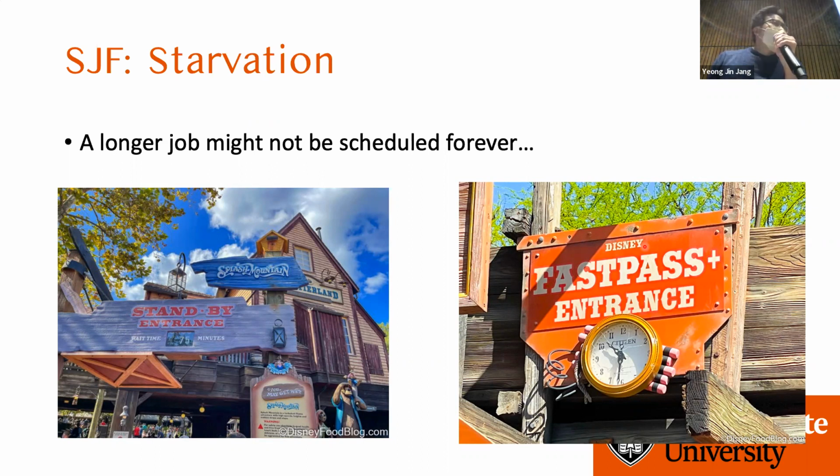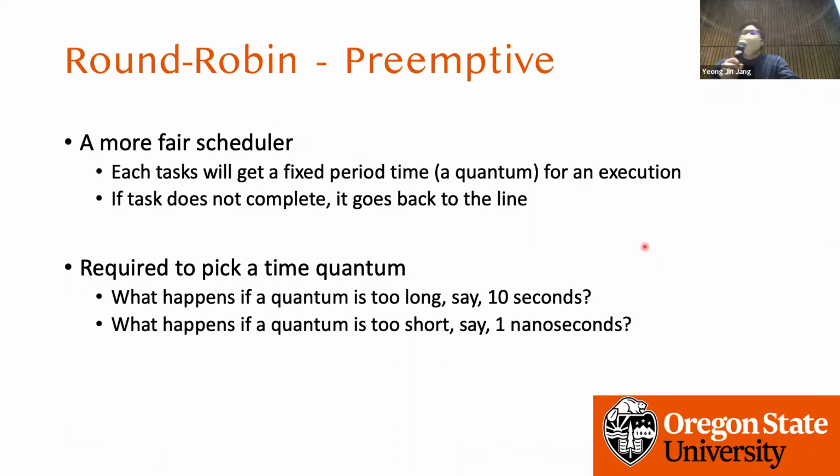Then how can you make it fair? The easiest way to make a fair scheduler is running it as a round robin. That's why the current JOS is implemented in that way, and it guides you to implement a round robin scheduler. What it does is preemptive multitasking, similar to what JOS is doing. Each task will get a fixed time quantum, which could be 1 millisecond or 10 milliseconds, depending on the system.